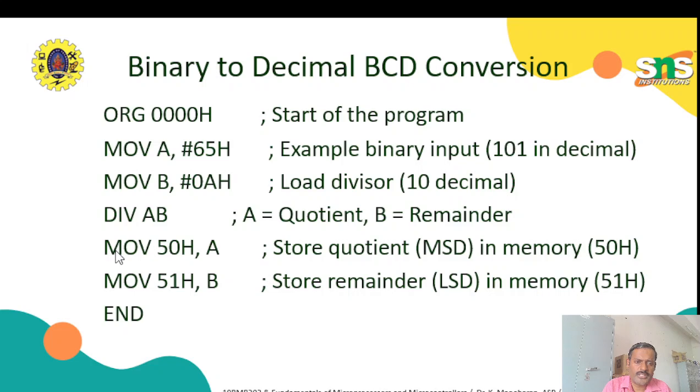I am storing this with MOV 50H, A. So the A register value will be stored at the 50H location. The A register has the quotient, that is 0A, so this 0A will be stored at 50H. And at location 51H I am storing the B register value. B is the remainder: 101 divided by 10, I get 1 only. That 1 is stored in location 51H. So after completing, I get 0A at the 50th location and 01 at the 51st location.